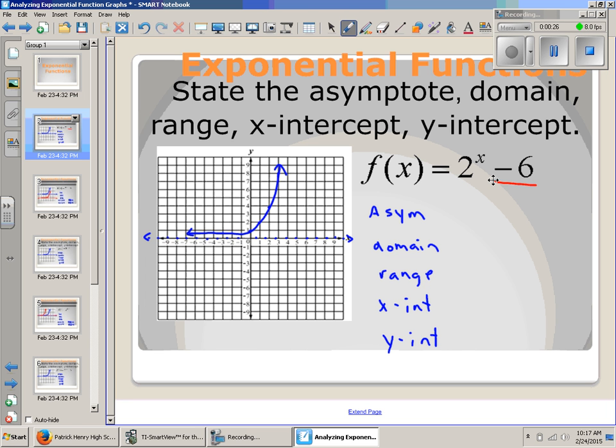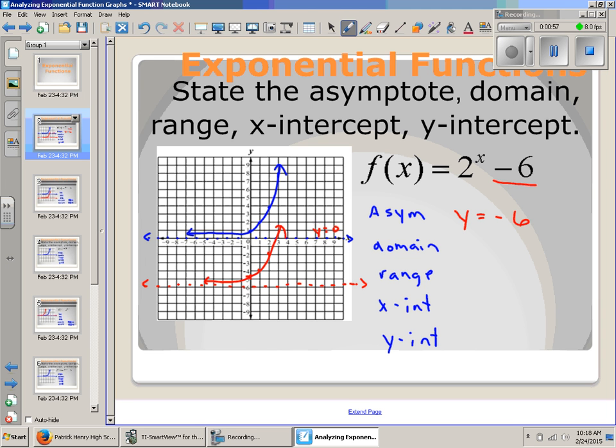The minus 6 will shift, the vertical shift, down 6 units. So the first thing I want to do is draw my asymptote. If the asymptote started at y equals 0 here, and it shifts down 6 units, the asymptote is now y equals -6. So we're going to shift all our points down 6 units.